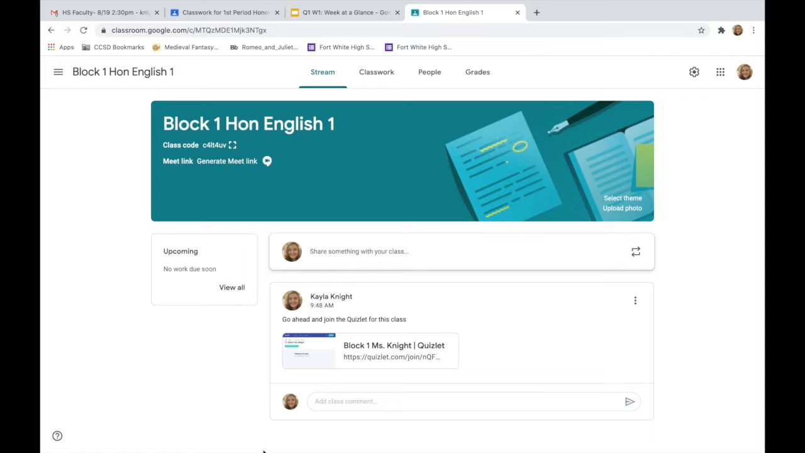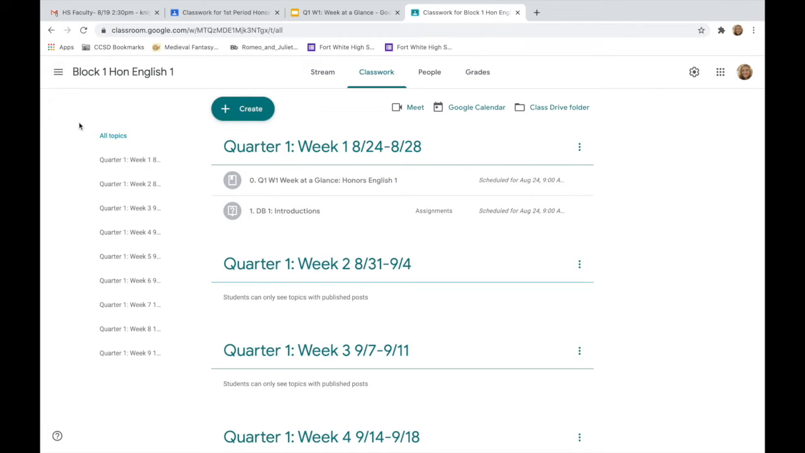And the very first post you're going to see is the link to the Quizlet class. This is where I'm going to post all of your vocabulary words for every unit, so you need to look at that. But this is how Classroom is going to be laid out. I will have a topic for each week of the quarter, and it will be labeled by quarter. So you see here I have quarter one, week one, and then the dates that the quarter falls on.